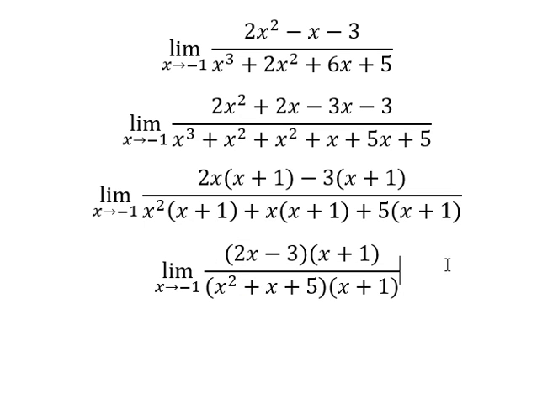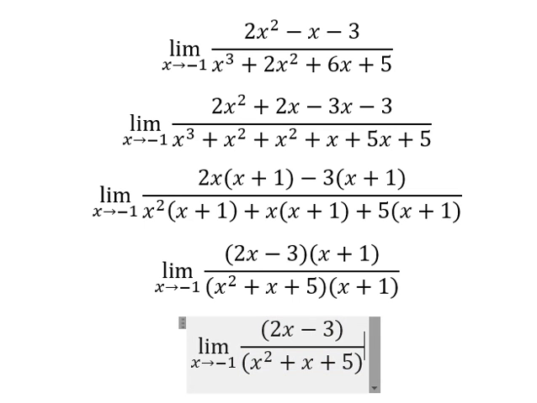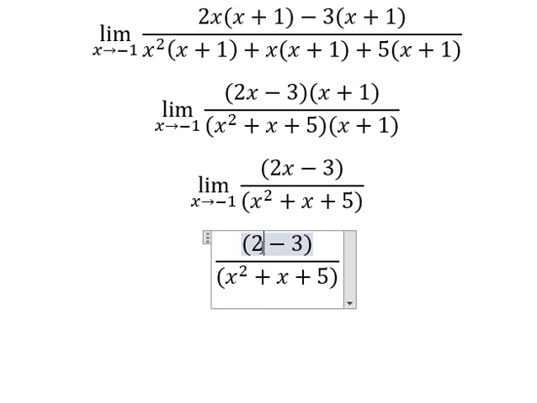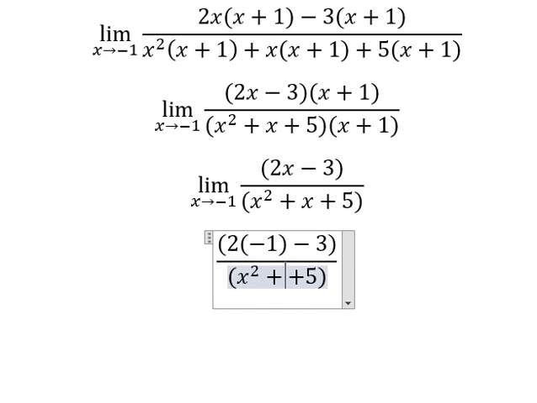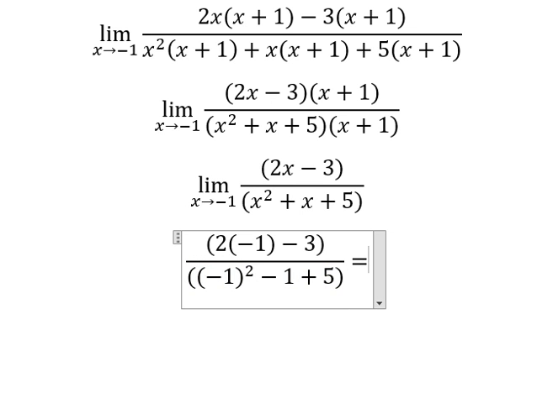Now we need to simplify on numerator and denominator. Now we can put negative number 1 going here, here and here. So we have the final answer. So we have negative number 1.